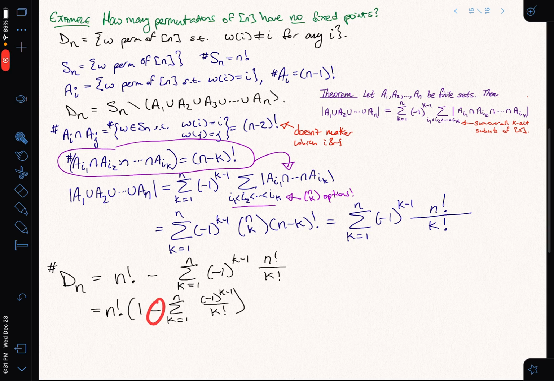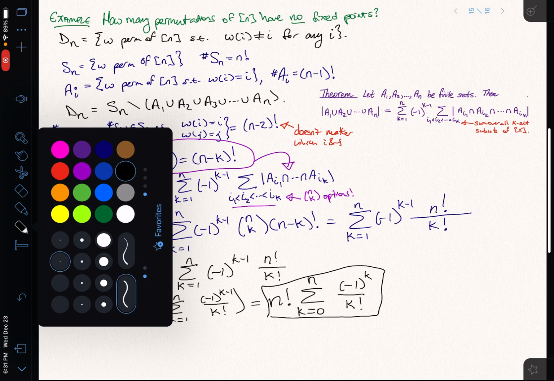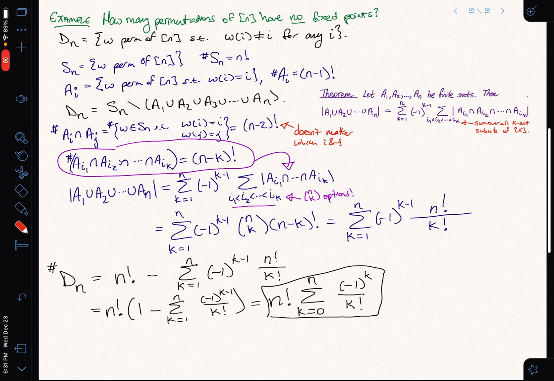So now I can take this minus sign and just stick it in there. And what do I get? I get n factorial. I want to do one more thing. This summation starts at k equals 1. This is the term for k equals 0. So this actually becomes the sum from k equals 0 to n of (-1)^k over k factorial. This is the formula for the number of derangements of n. Why is that cool? First of all, we got a formula, which is kind of awesome.